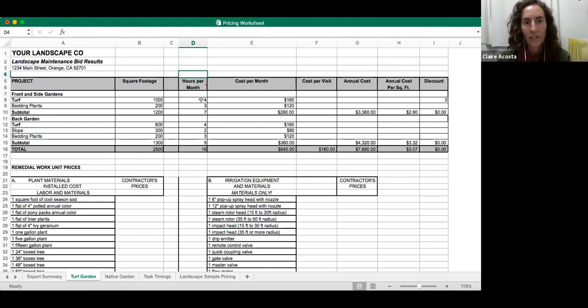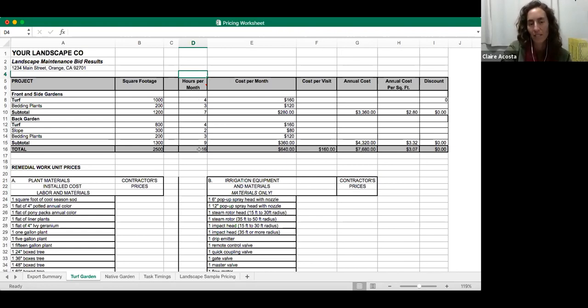So the turf requires an hour per visit. So for the month, it would be 4, right? And you just divvy up each section into how long it takes to maintain this site. This is something that you will determine. I have another tab for this that I will get into in a second. But anyway, you have your hours, divvy up each section.